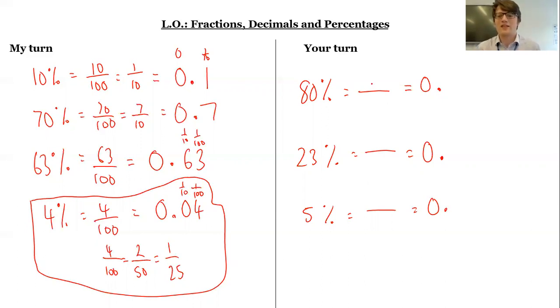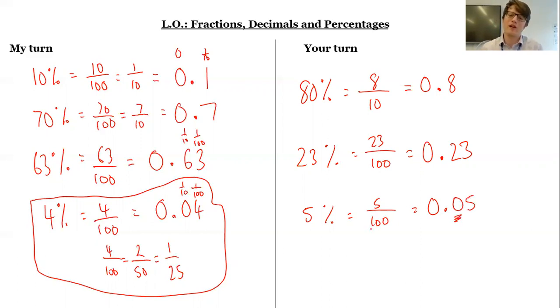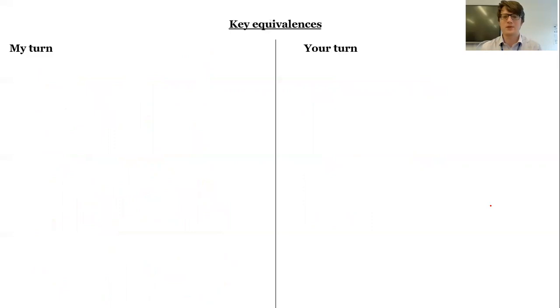Okay, so hopefully you've got 80 hundredths or 8 tenths, which gives me 0.8. 23 hundredths, can't simplify, is 0.23. And 5 hundredths gives me 0.05. Remember that placeholder there, 5 hundredths, not 5 tenths.